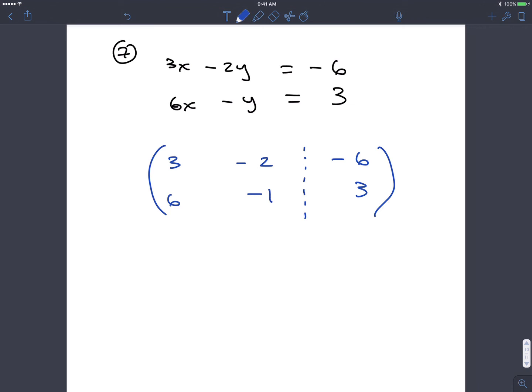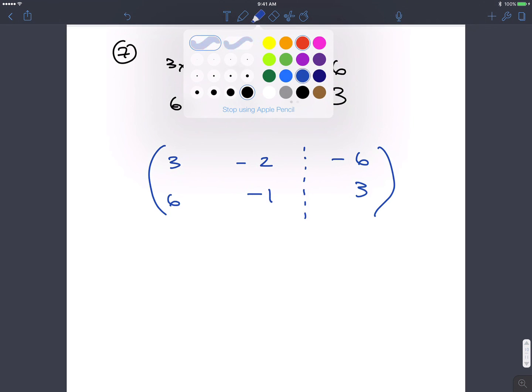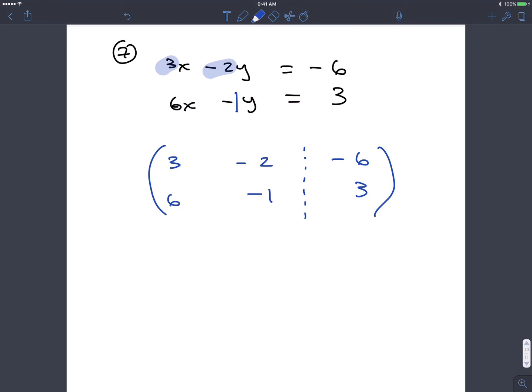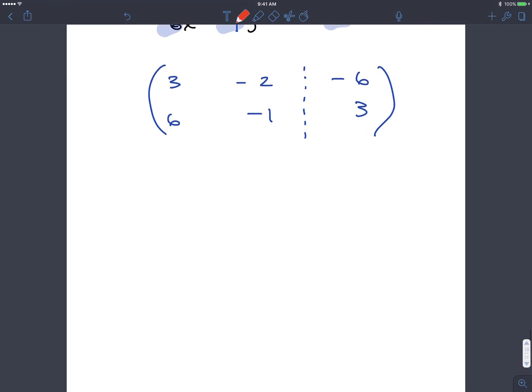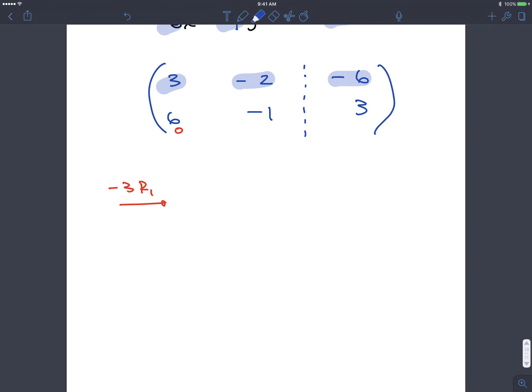Go back and double check. 3, negative 2, negative 6. 6, negative 1, positive 3. These are the entries. We're now going to try to get 0 in this position. We're going to multiply negative 3 with row 1 to change row 1. That means every entry here, 3, negative 2, negative 6 in row 1 gets multiplied by that negative 3 value.